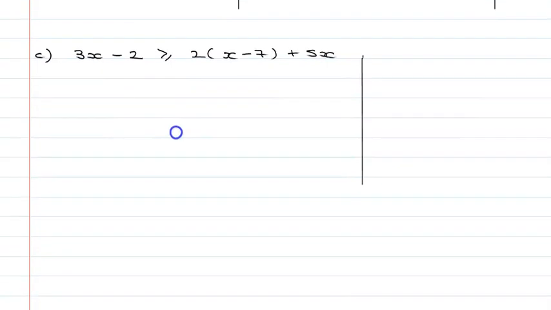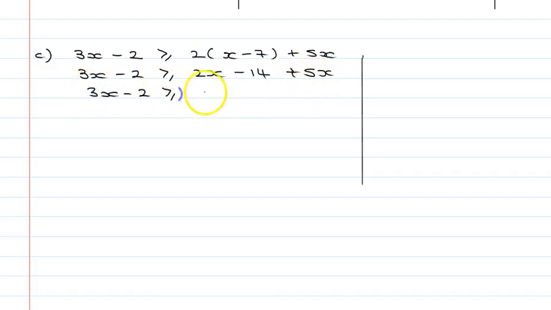Okay, we've got a bit more of a complicated one now. We need to expand the brackets first on the right hand side. So we're left with 3x minus 2 is greater than or equal to 2x minus 14 plus the 5x. Before I begin solving, I'm now going to simplify the right hand side. I've got the 2x plus the 5x. So on the left it stays the same, and on the right I've got 7x minus 14. I can begin solving now.